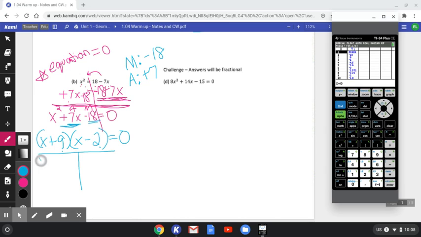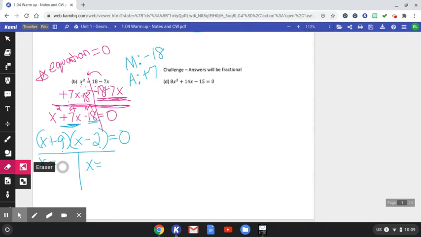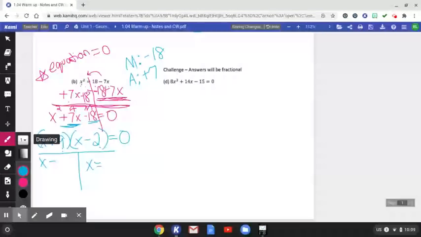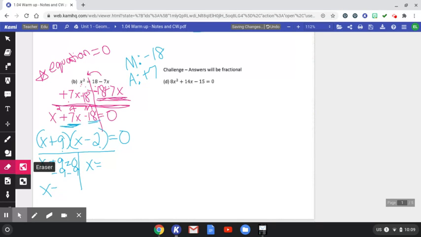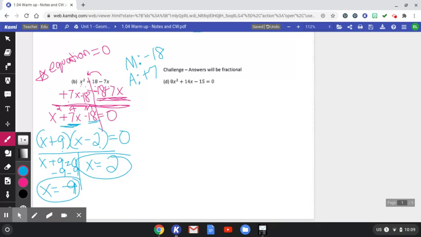So our t-chart here becomes x plus 9 equals 0. In that case, x plus 9 equals 0, and we subtract 9 from both sides. So x equals negative 9. Sorry, I have a little lag on my laptop today. And x will equal 2. We really just changed the sign, because we set it equal to 0.